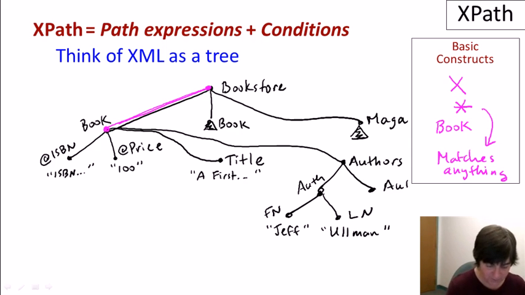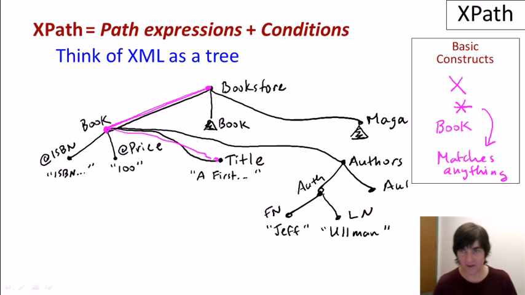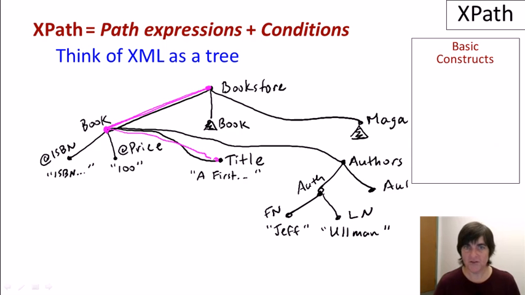So we might have navigated from bookstore to book, and then we would navigate, say, further down to title. Or if we put a star, then we'd navigate to any sub-element. If we want to match an attribute, we write @ and then the attribute name. So for example, if we're at the book and we want to match down to the ISBN number, we'll write @ISBN in our query or our path expression.